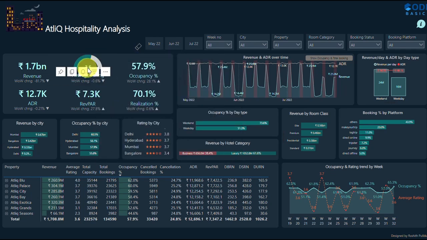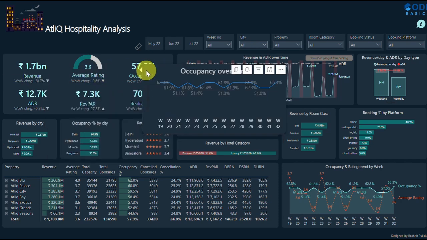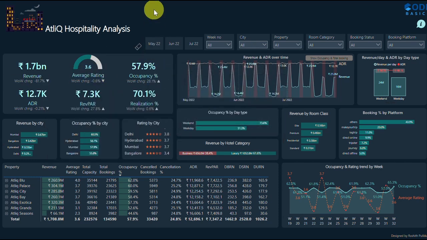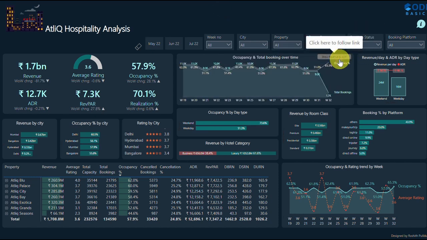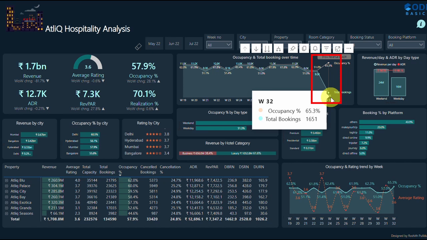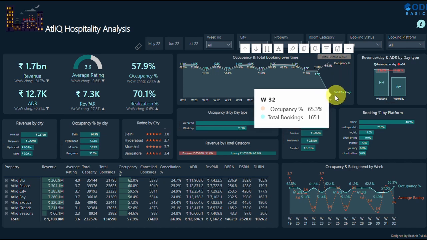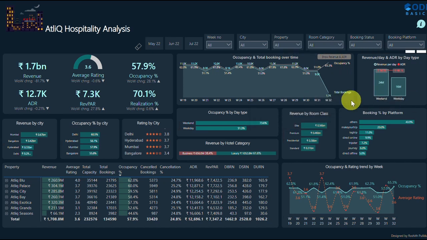Interestingly, RevPAR, rating, ADR, and occupancy do not exhibit this same downward trend. However, when we look at the booking number trend, you can observe a similar significant dip. This strongly suggests that the revenue drop is primarily driven by a substantial fall in the number of bookings.